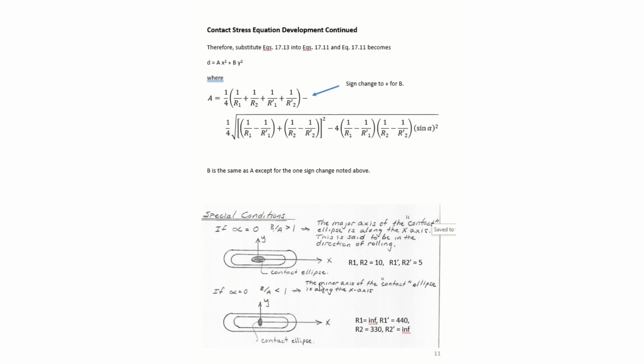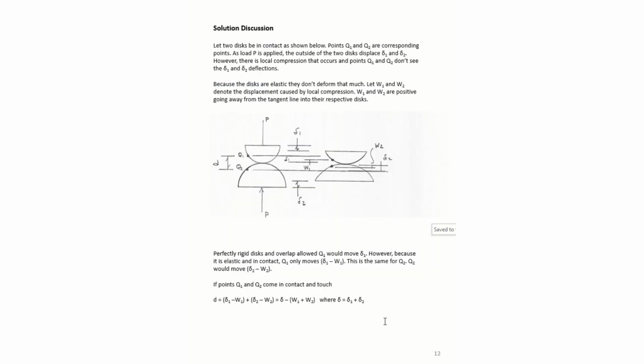Now another condition is when the minor axis of the contact ellipse is along the x-axis. So here my contact ellipse is rotated 90 degrees. In this case, my alpha is still 0, but my b over a now is less than 1. And this would be a situation where my R1 was infinite, R1 prime 440 for example, R2 330, and R2 prime infinite. So these are just some special conditions that you might come across in some of the problems that we'll be working later on. What we want to do now is talk a little bit about the solution for D that we just came up with.